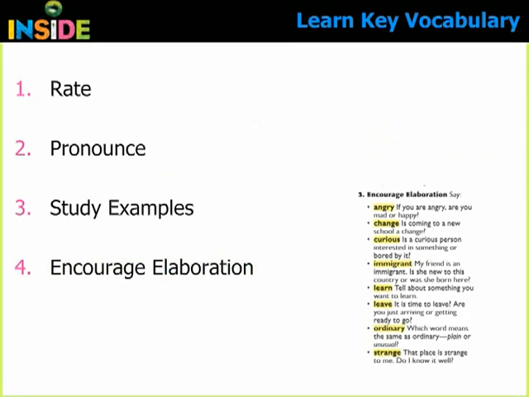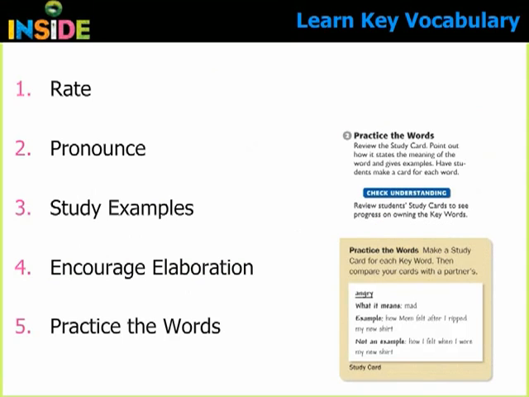In the fourth step, elaborate word meanings by asking the probing question in the teacher wrap and have students generate their own examples. And finally, students work with a partner to practice the words using the vocabulary study cards they have created and completing these corresponding practice book pages.